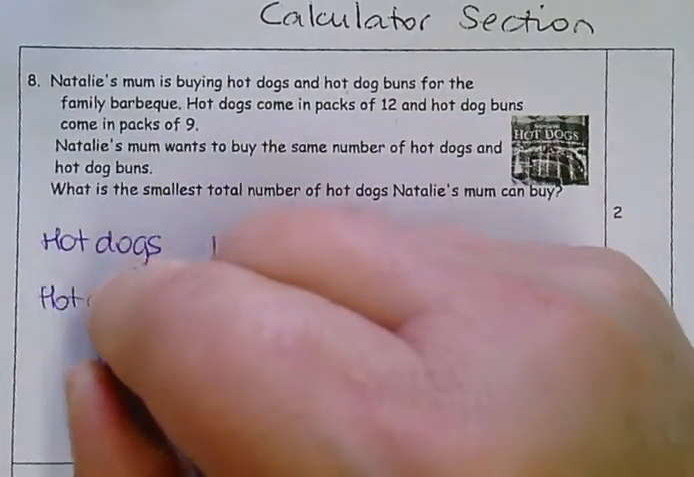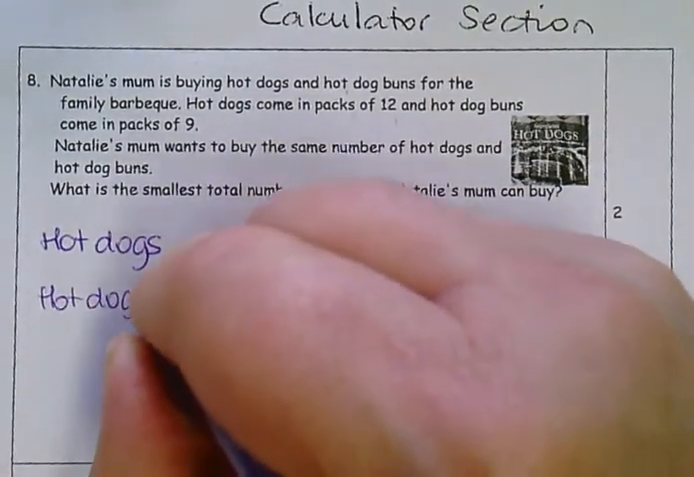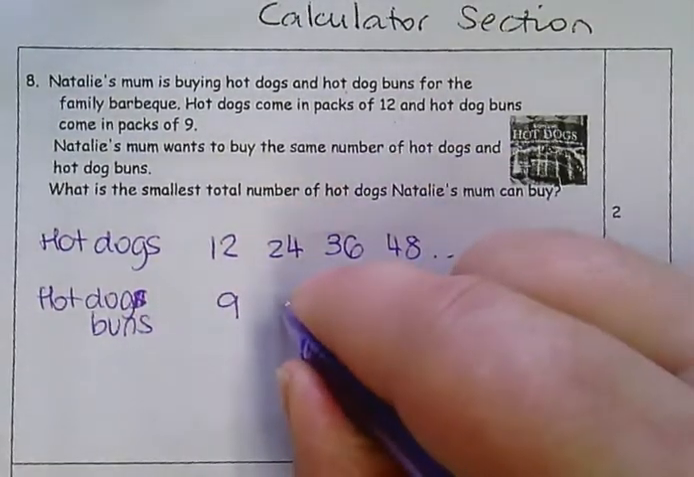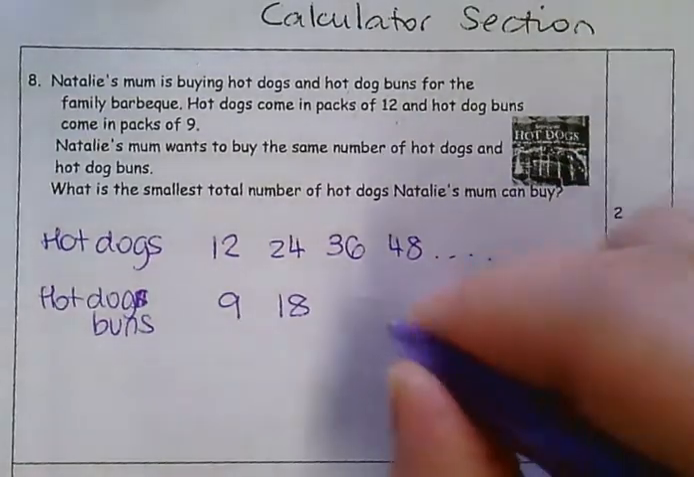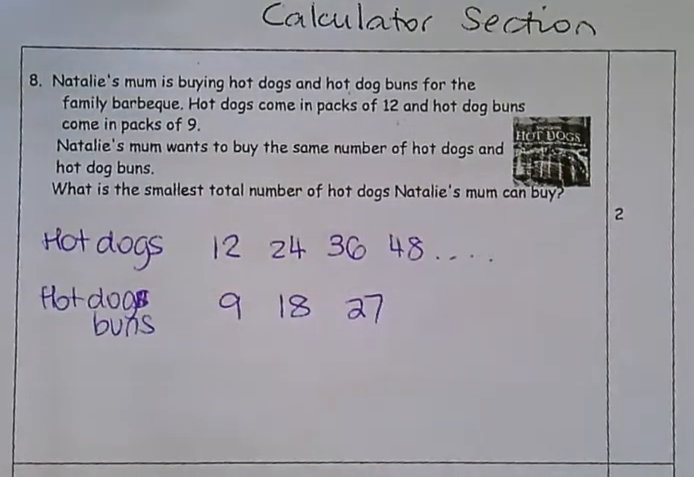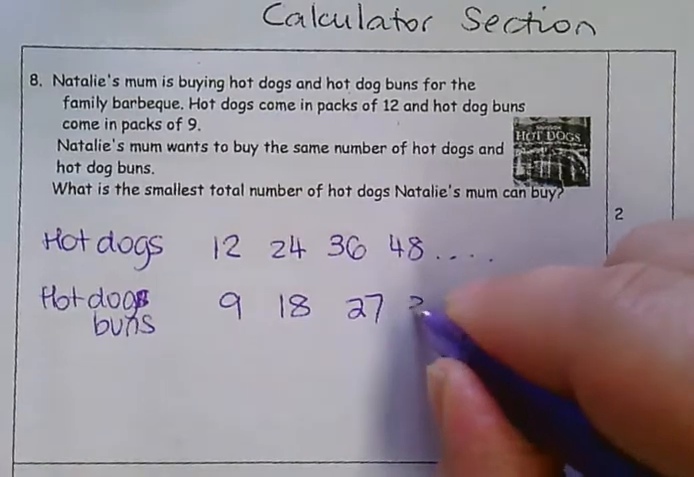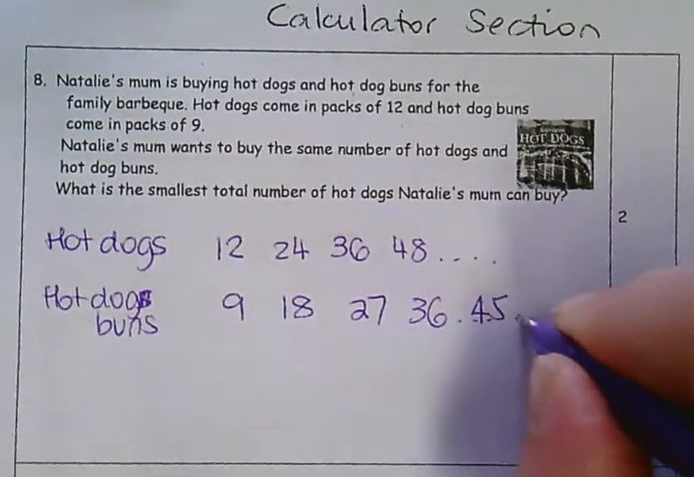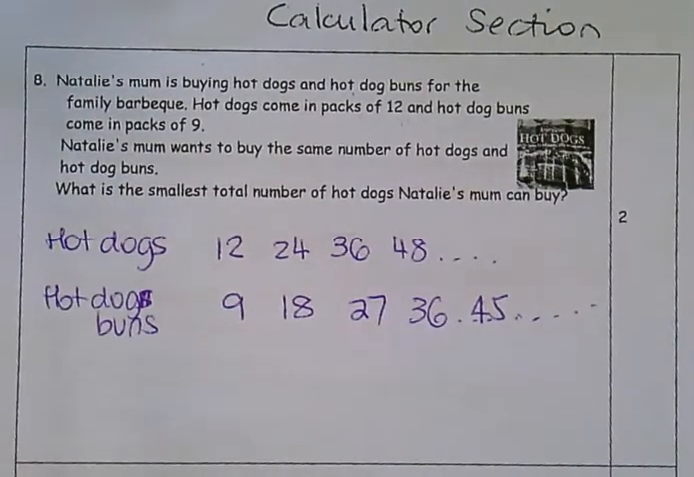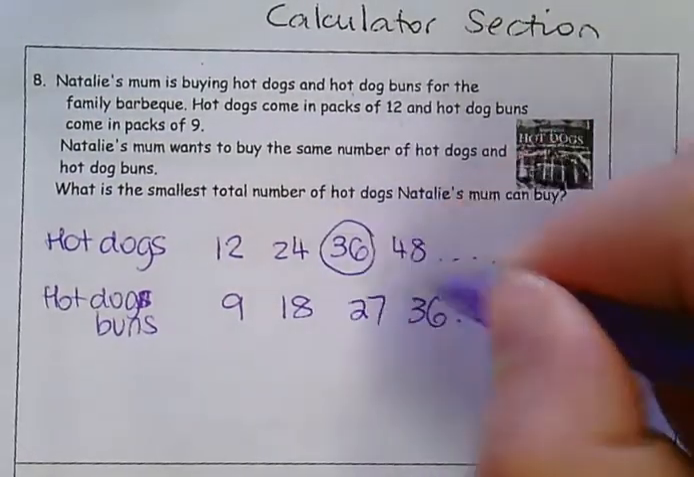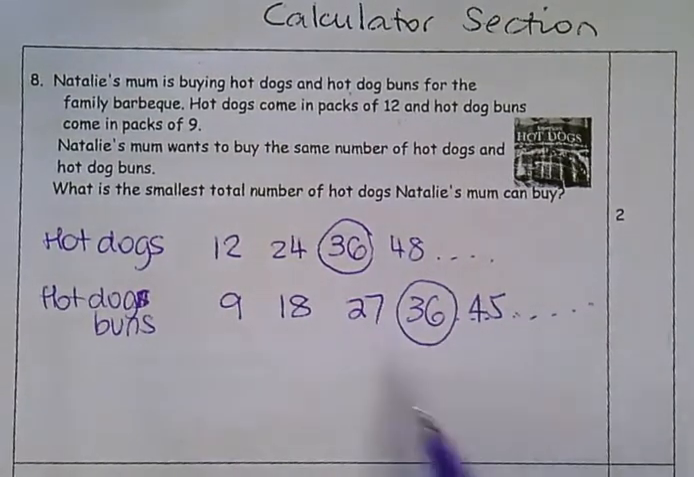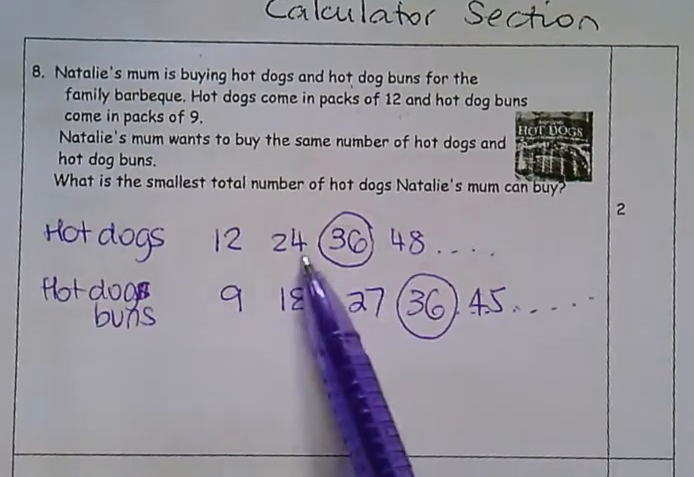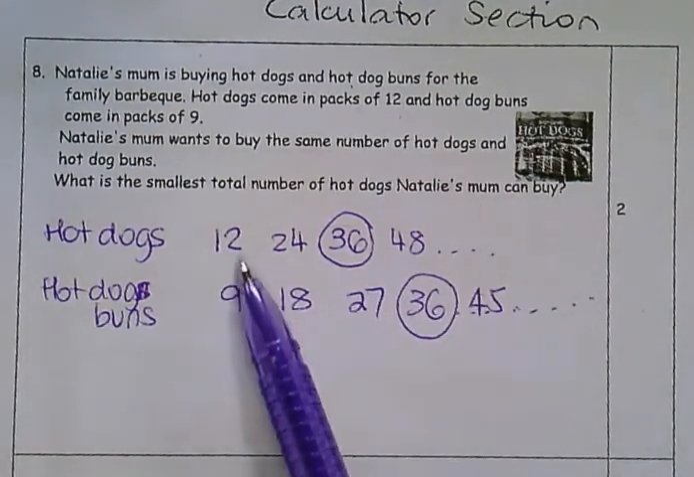And the hot dog buns, if she buys 1 packet, she'll have 9. If she buys 2 packets, she'll have 18. If she buys 3 packets, she'll have 27. And if she buys 4 packets, she'll have 36. And 5 packets, she'll have 45, and so on. But we can stop now because 36 is in common.